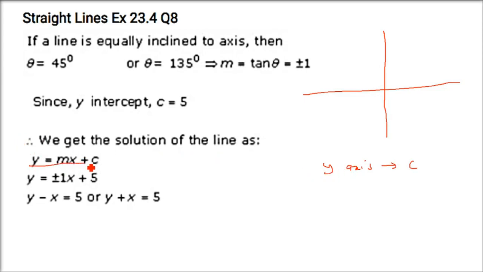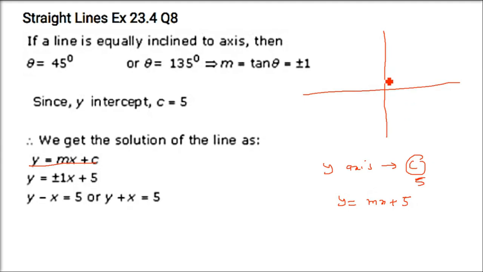The c in y equals mx plus c is the intercept only. It is given clearly as 5. So in y equals mx plus c, in place of c we are going to put 5. Coming to m, now we want m. Find the equation of the straight line which cuts an intercept of 5 from the y-axis and is equally inclined to the axes.